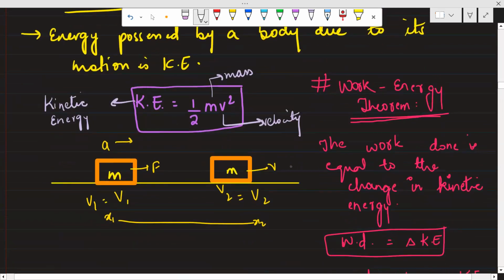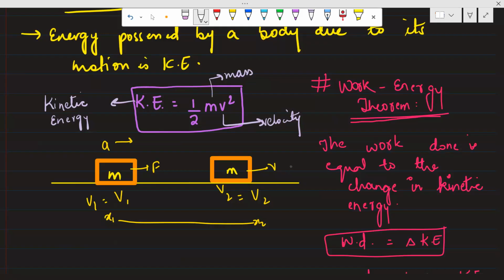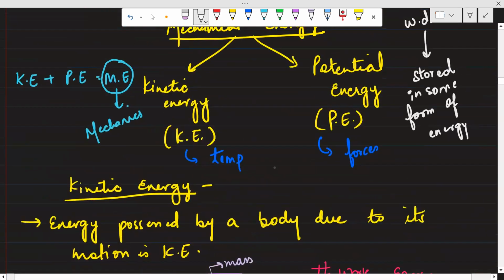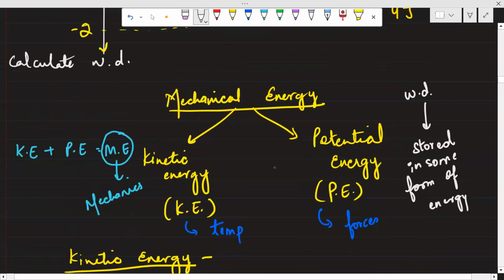Now, what is the work kinetic energy theorem, or work energy theorem? It basically says that whatever work is done is ultimately equal to the change in kinetic energy. And there's a small derivation for it. So do one thing, copy it till here, then let me discuss the derivation of the work energy theorem.